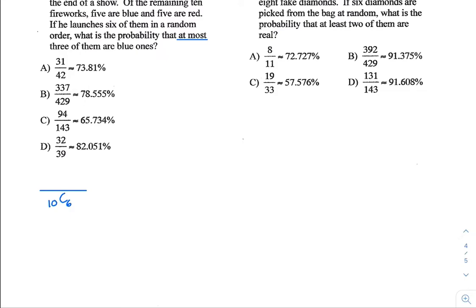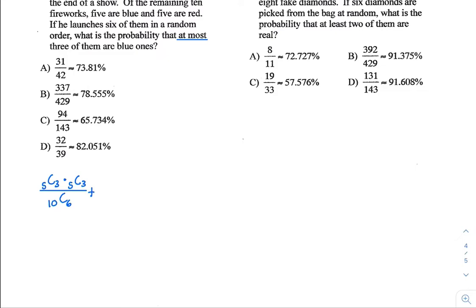So let's calculate this. What's the probability that he launched? Remember, at most 3 means 3 or less. So let's start from the top. So if he launched 3 of them, of the blue ones, how many blue ones total were there? There was 5 of them, right? But if he only launched 3 blue ones, that means he must have launched 3 red ones. So multiply by 3 red ones, but how many reds are total? 5 of them. So that's one probability.